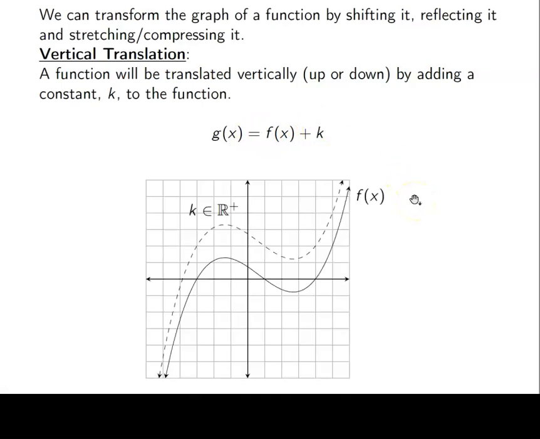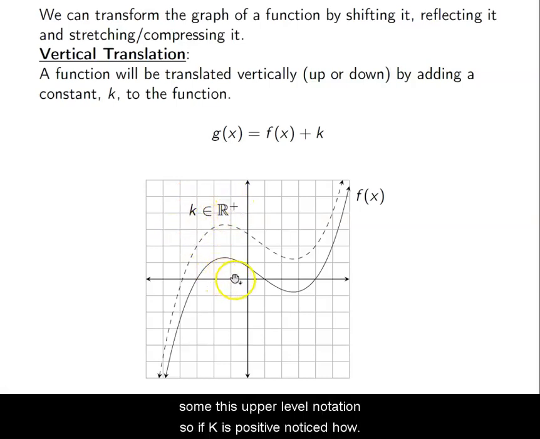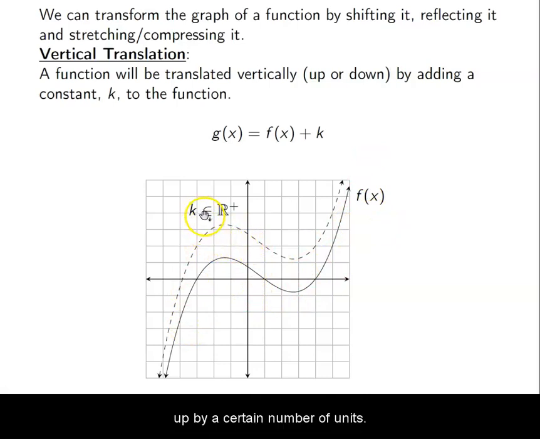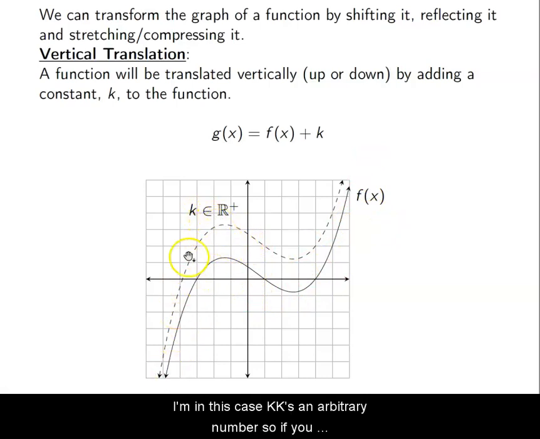units, right? So here, when k is positive, again, k being a real value, strictly positive, we could also say k is strictly larger than 0. Okay, I'm trying to get you guys used to some of this upper level notation. So if k is positive, notice how the shape of my function here does not change. It is identical. But what happens is everything has been moved up by a certain number of units. Okay, in this case, k is an arbitrary number.